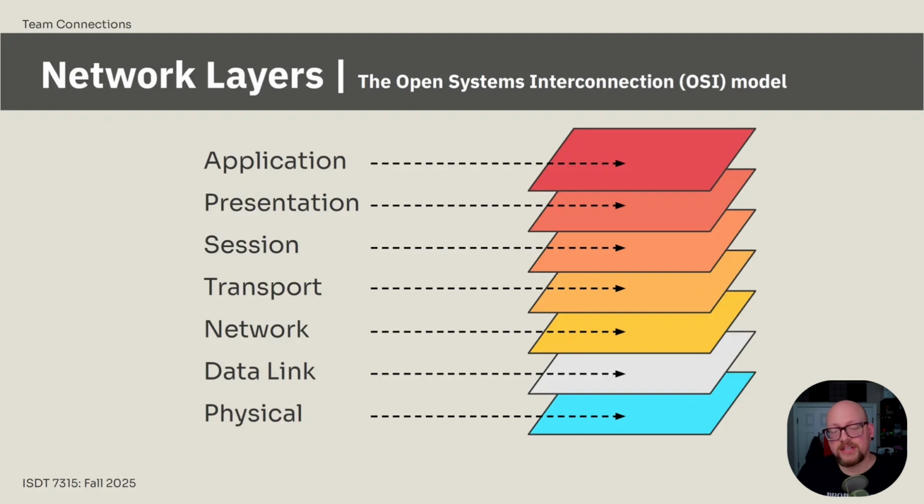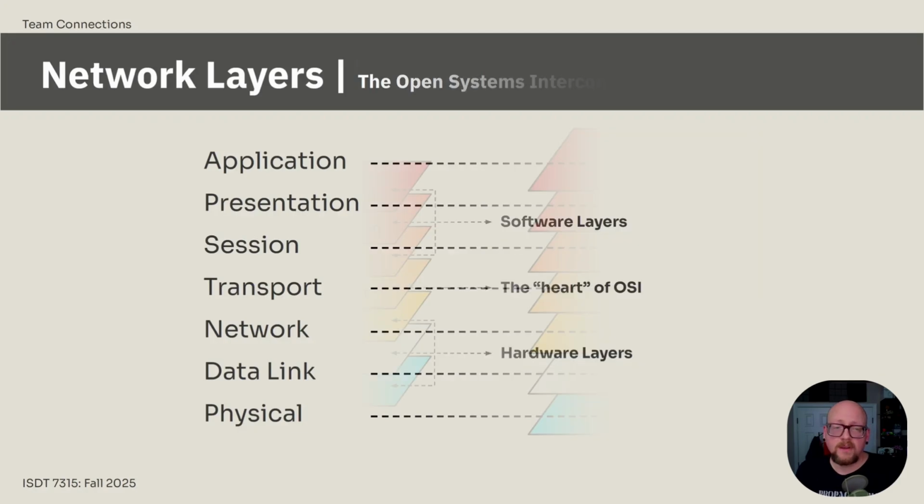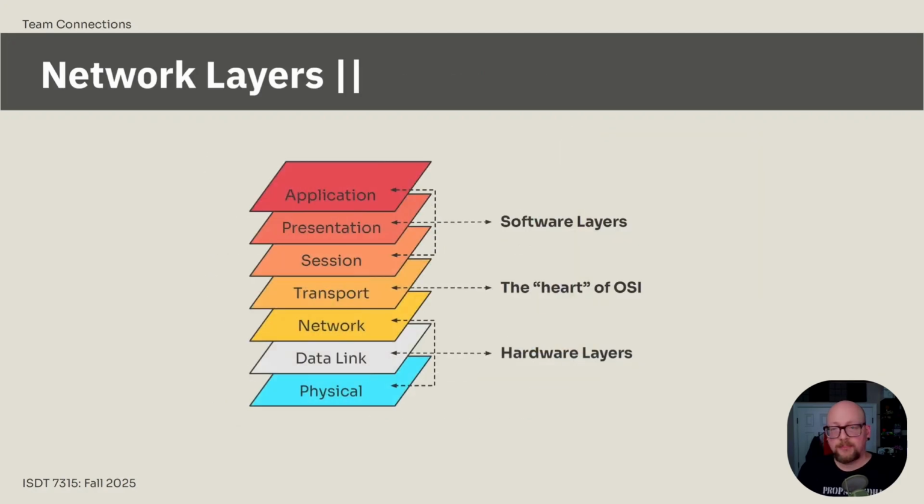There are 7 layers in the OSI model: application, presentation, session, transport, network, data link, and physical. This is also sometimes called the network stack. The top 3 layers of the stack, application, presentation, and session, are referred to as the software layers. The bottom 3 layers of the stack, network, data link, and physical, are referred to as the hardware layers. The middle layer, transport, is the heart of the OSI model and the layer that facilitates data transfer between software and hardware.